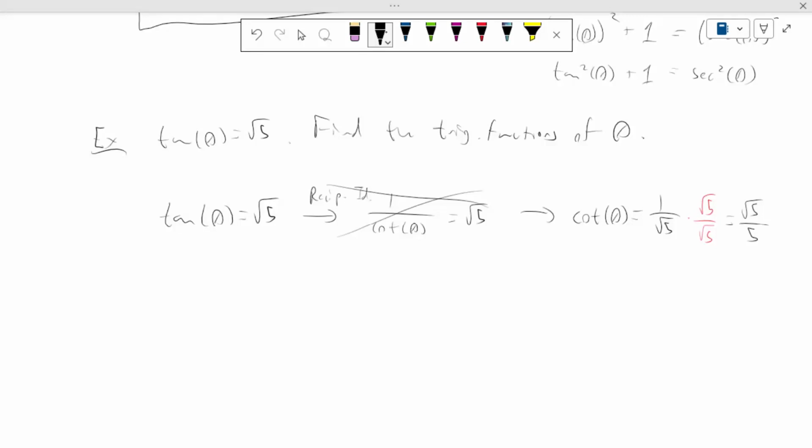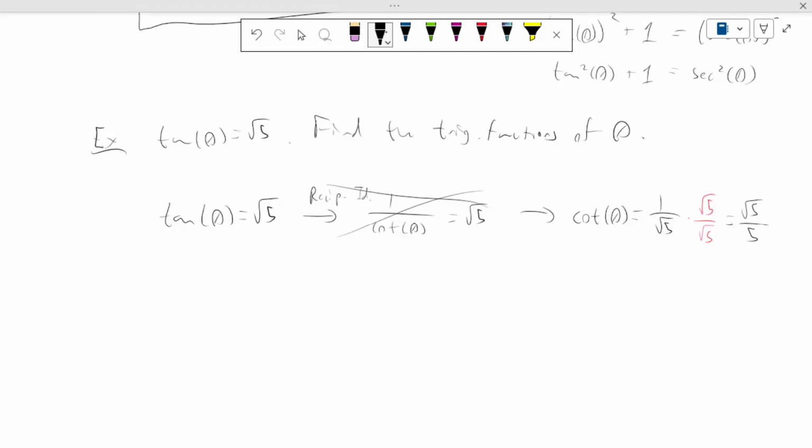Any questions on that? Any questions at all? Okay, great. So that's two of our trigonometric functions we know so far, right? We still got to get sine, cosine, and cosecant and secant, right? Still got to get all those. So here's what I'm going to do. I'm going to use a Pythagorean identity.